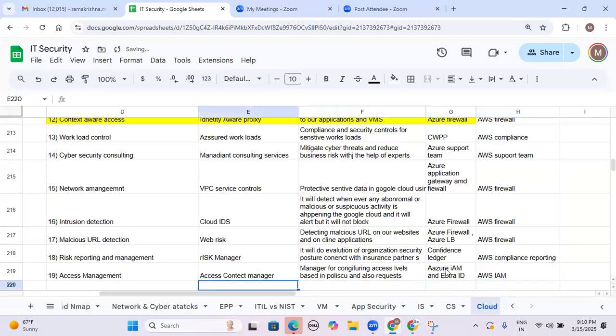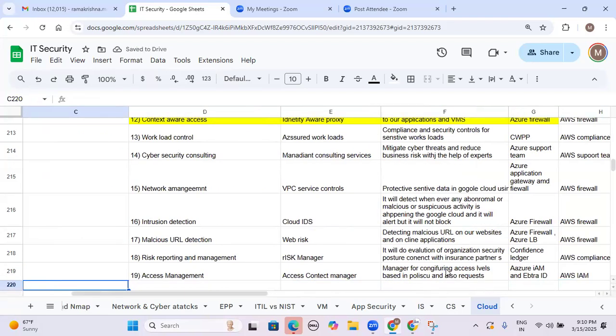So that is about access content manager, or otherwise you can say access management. So next one, hybrid and multi-cloud technology.